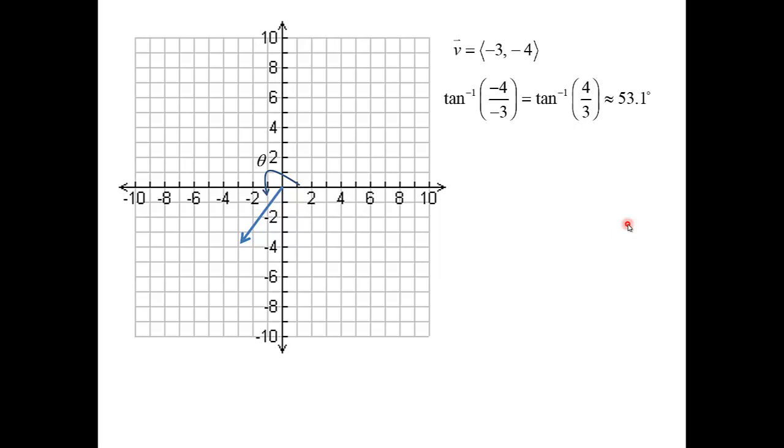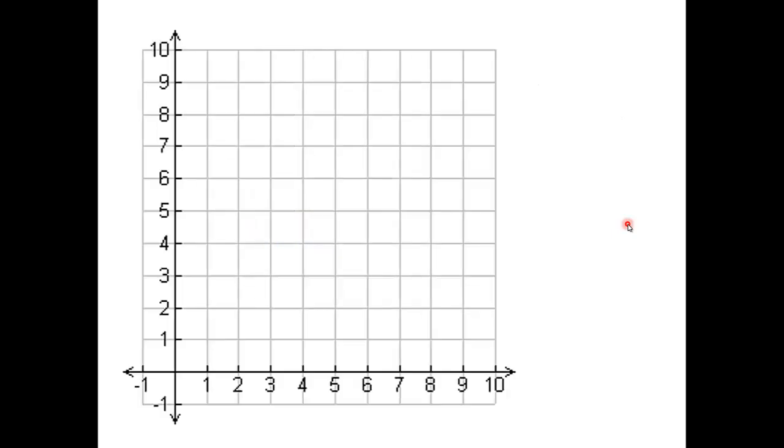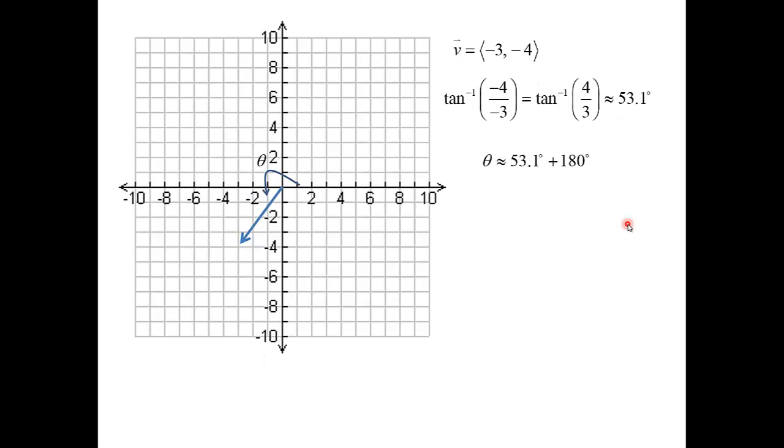So here's what we have to do. Whenever we get a vector that's pointing in quadrant 2 or 3, we have to add 180 degrees to it. So the real direction angle is 53.1 plus 180. Now, if we were in radian mode, we wouldn't add 180 degrees, of course, we would add pi.